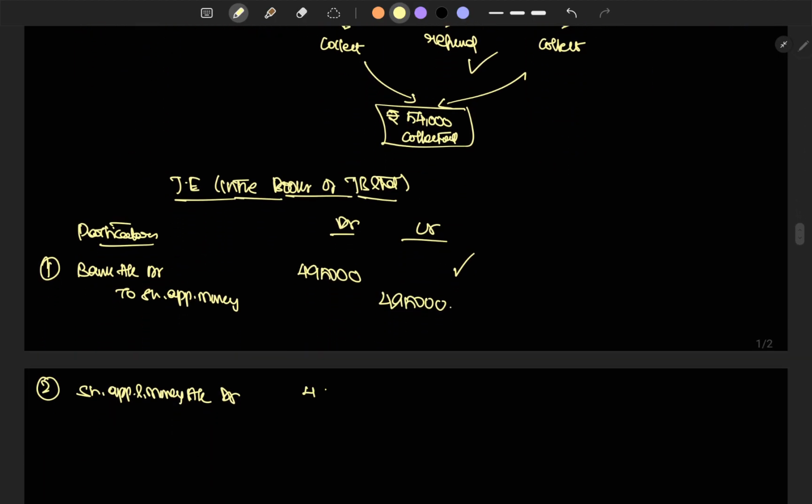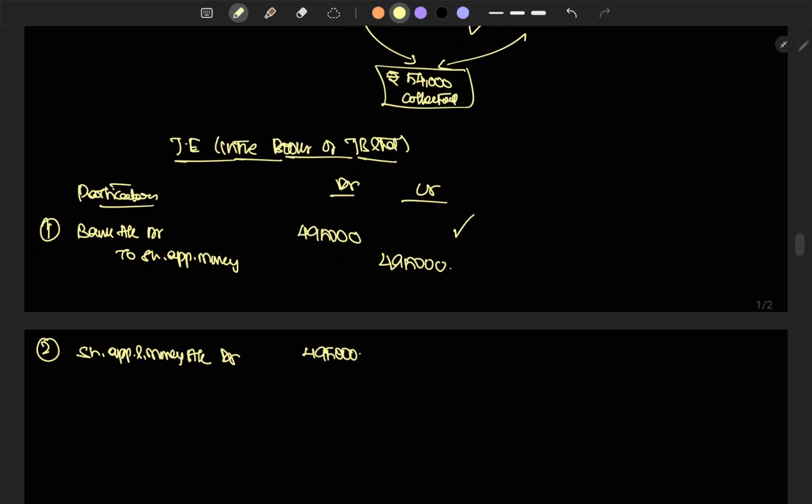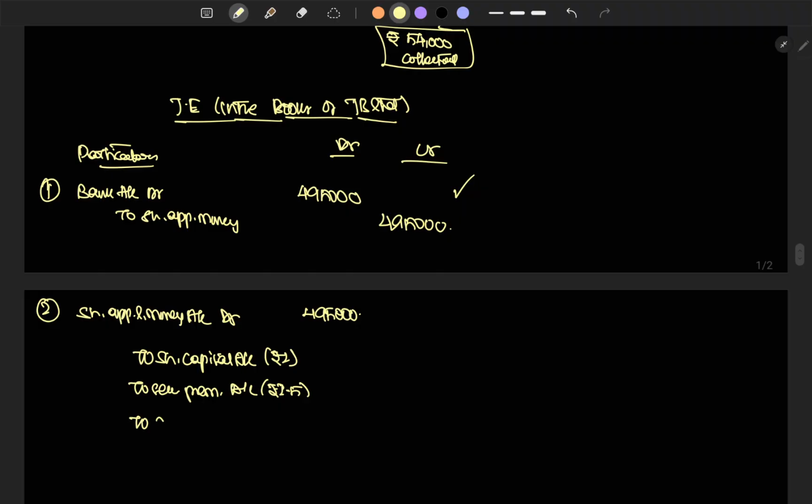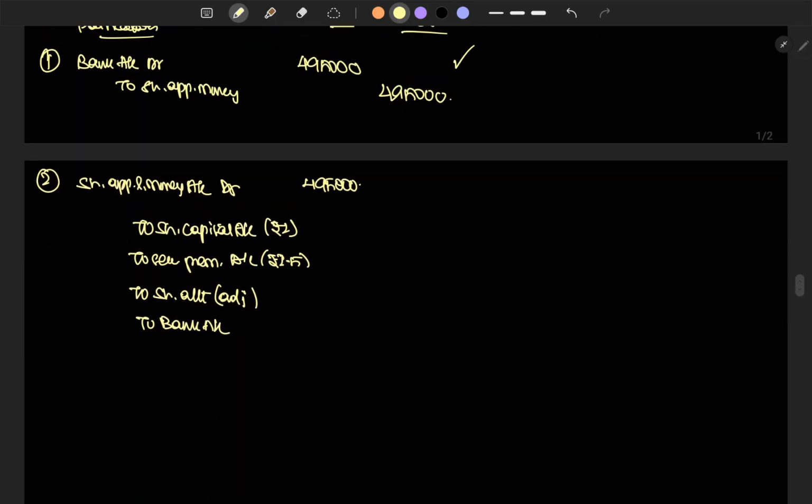So share application money we received is 4,95,000, to share capital account is rupees 2, and the securities premium is rupees 2.5, because we received 4.5 as share application money, right? So this is the entry, and share allotment adjustment is okay. To bank account, this is the excess amount refund, which is 38,500.